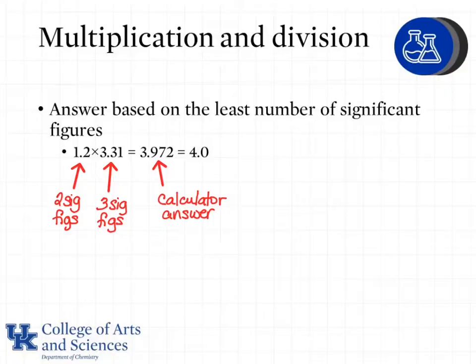But we need to round our answer to have two sig figs, since that's the least number of significant figures of a number that went into finding the answer. So we round our answer to 4.0 so that we have two sig figs in our answer.